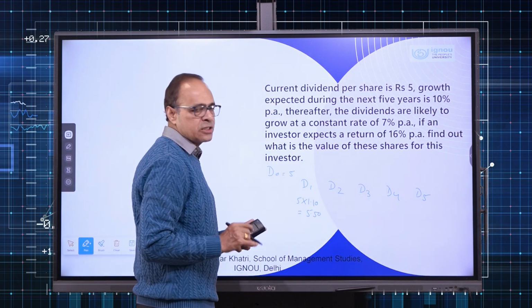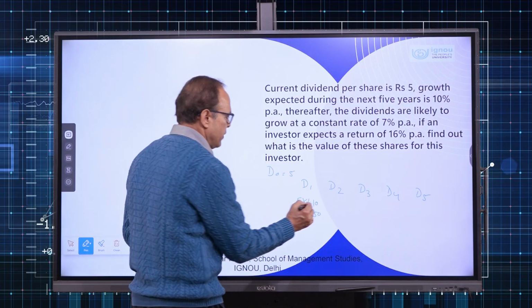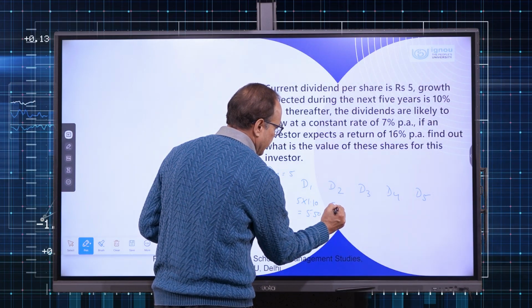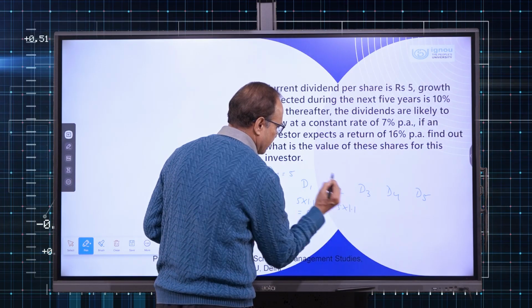Then what will be the dividend expected for 2nd year? We can simply do it D1 multiplied with 1.1.